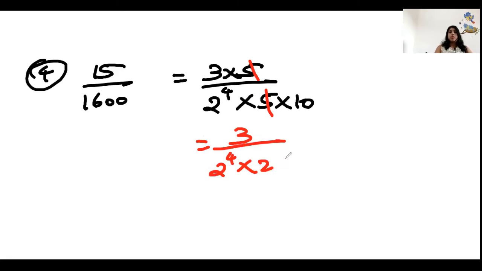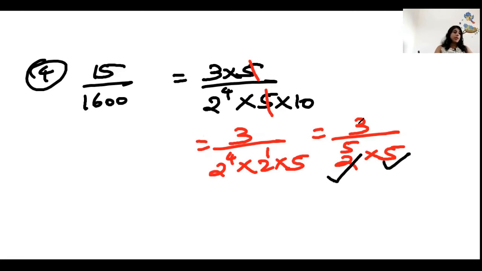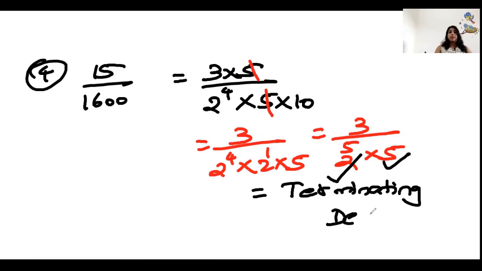I can split again 10 as 2 into 5. That is 3 by 2 raised to 4 plus 1, that is 2 raised to 5, into 5. So what can I say? I can see here the denominator contains only 2 and 5. So it is a terminating decimal. Clear? Next question.